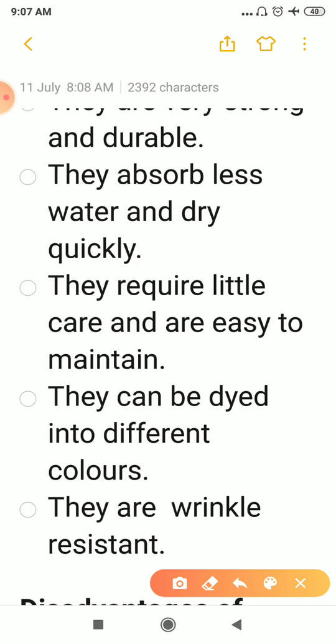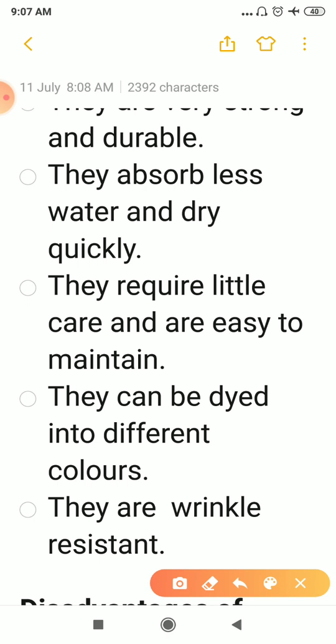Synthetic fibers are highly elastic. They can be stretched to some extent. This is why nylon is used to make socks. Nylon ropes are used because they do not break easily.